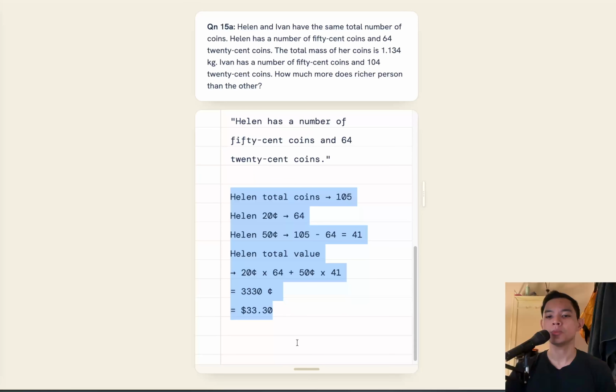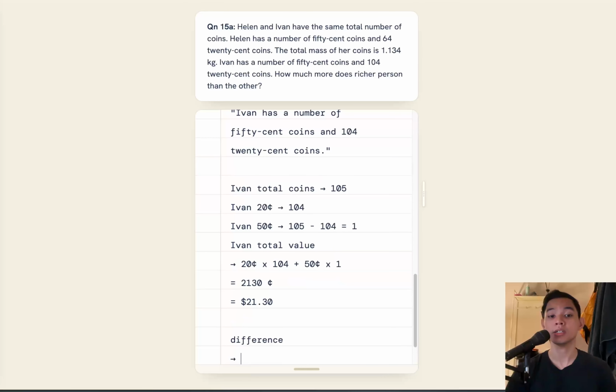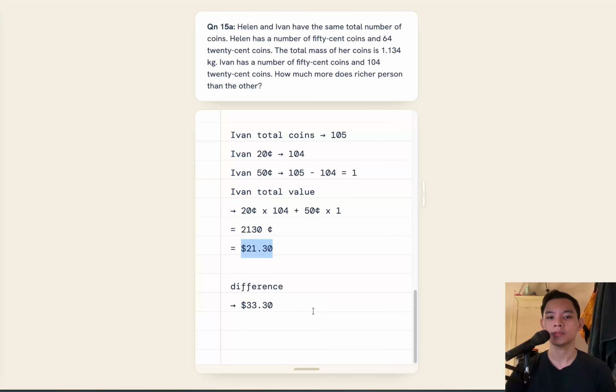Then we're going to do the same with Ivan. Ivan's total coins will be 105. So Ivan's 20-cent coins are 104, and Ivan's 50-cent coins are 105 minus 104, which is just 1. So Ivan's total will be 20 cents times 104 plus 50 cents times 1, which is 2,130 cents, or $21.30. So the difference is $33.30 minus $21.30, which gives us $12.